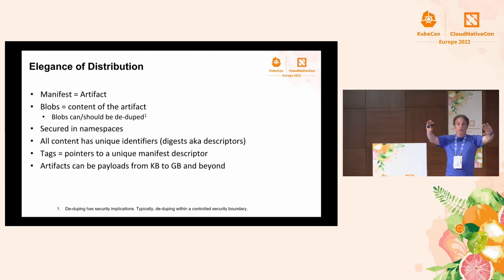If you're pushing from two regions to the same registry, we can easily handle that. There's no conflicts. We talked about the tags or pointers, and the artifacts in a registry can be from a K to multiple gigabytes. Machine learning folks, man, you guys got some really big images. It is pretty amazing how you stretch the extent of what a registry is capable of.